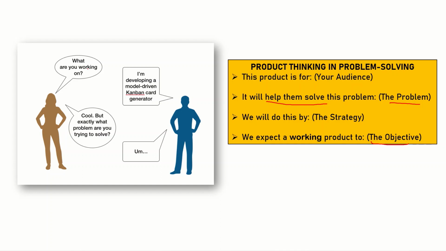Like in this conversation: what are you working on? I'm developing a model-driven comment card generator. Cool, but exactly what problem are you trying to solve? If we are not clear with what we are going to solve, it will be a problem in the future, in the next stage. So at this stage you need to be clear about what the problem is, how you want to solve the problem, and also the objective.